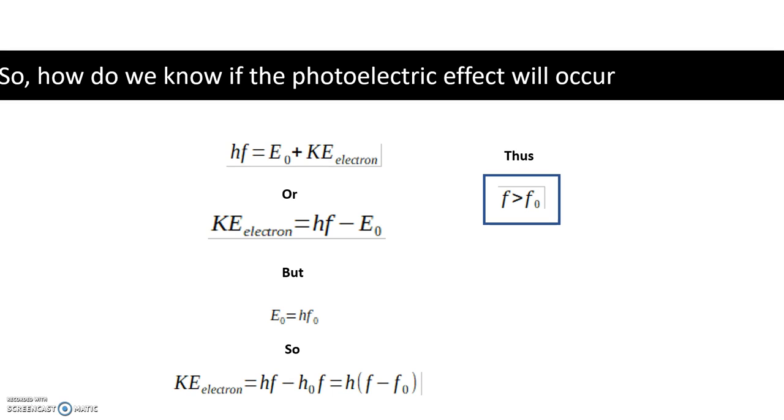So for a given material, remember that F sub naught is just a constant that is unique to a given material. Okay, so if we want the photoelectric effect to occur, we just need the frequency of the light that we shine on this material to be greater than what's called the threshold frequency. That's what F sub naught stands for, the threshold frequency of the given material.